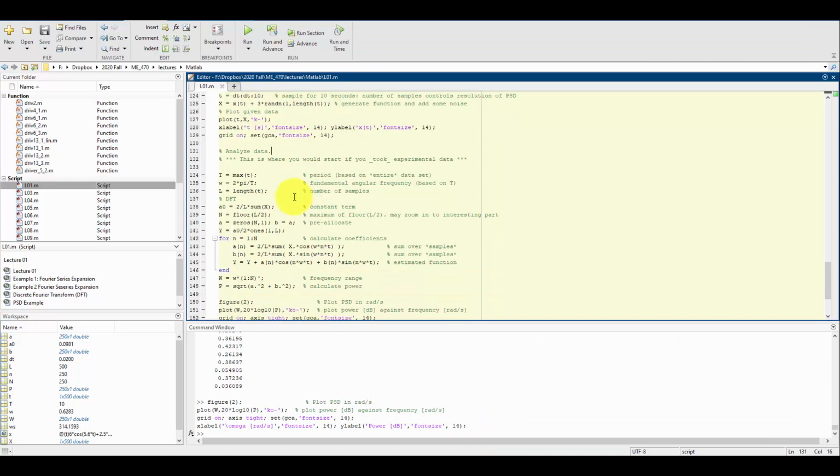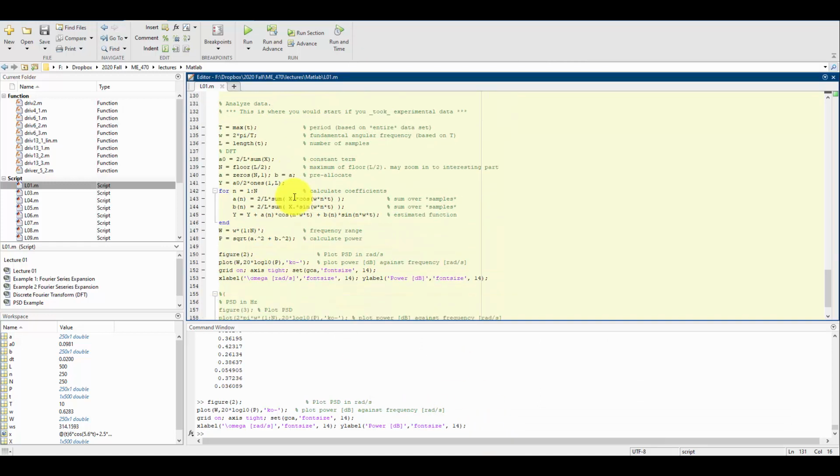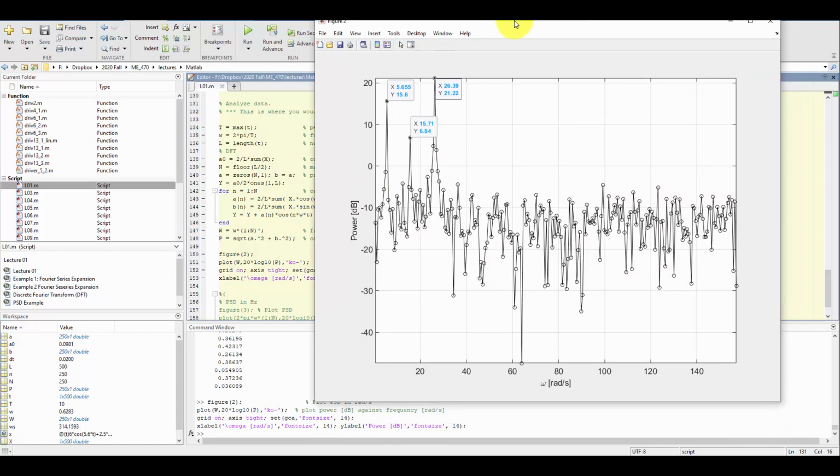Now let's pretend that we didn't know the underlying generating function, we just captured this data. We would still probably reach a similar conclusion: okay, these three frequencies are going to be important. Now, why does this matter? It depends on the type of system we're looking at.